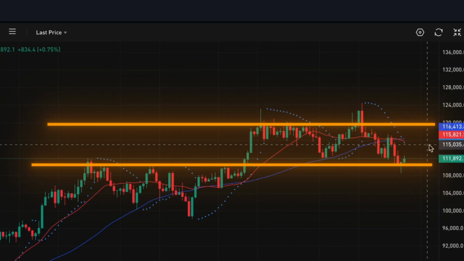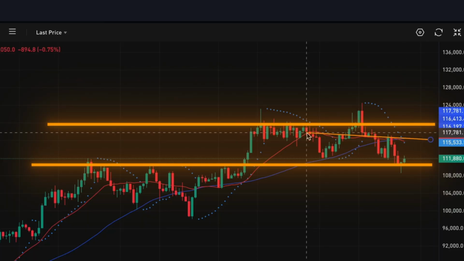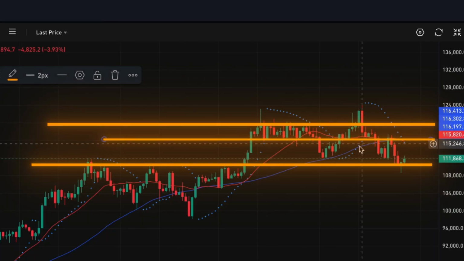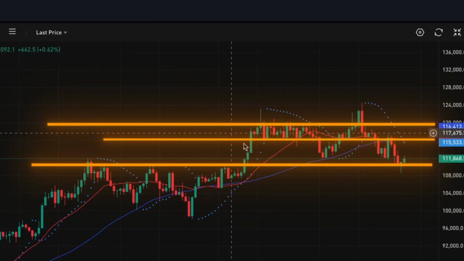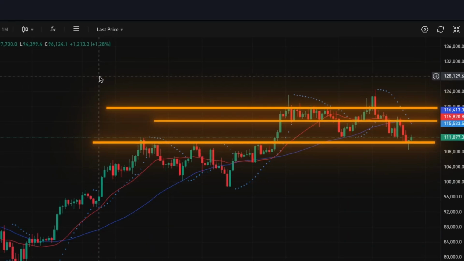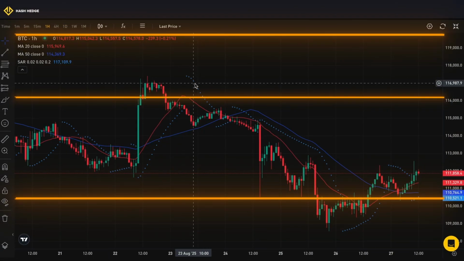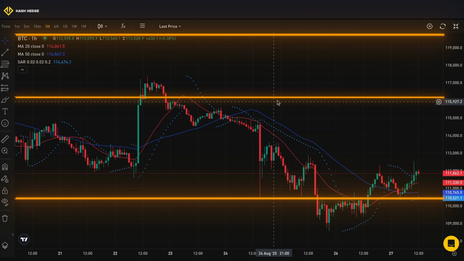Also, here we can mark local support and resistance. The intermediate level that used to act as support is now acting as resistance. All we need to do is to mark only the most important levels, only the most important price points, from which there have been bounces in the past. And then we move on to our working time frame.